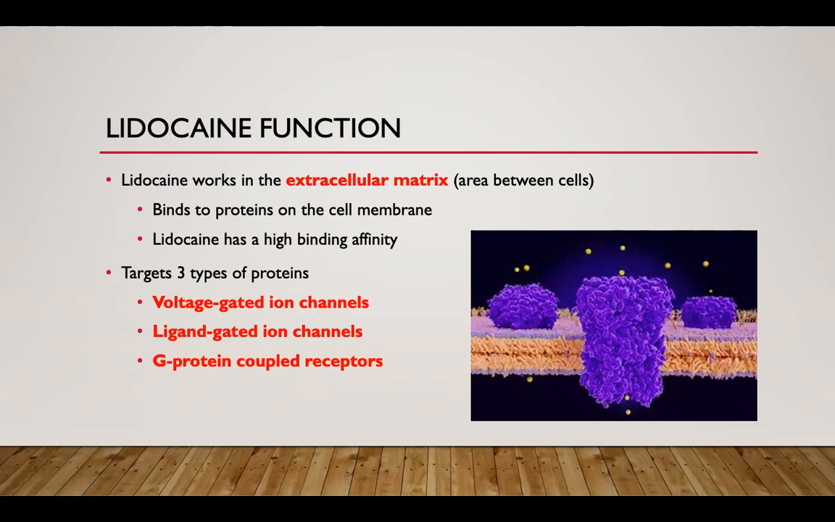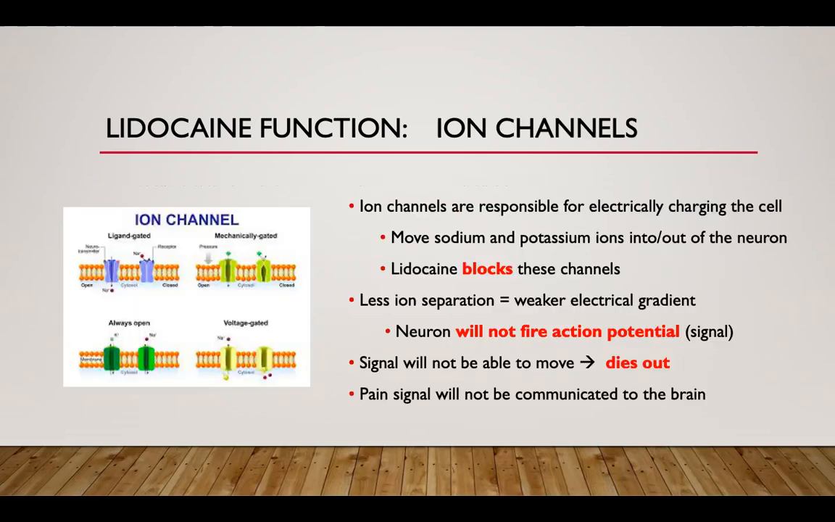Lidocaine functions in the extracellular matrix, where it binds to proteins on the neuron's cell membrane due to its high binding affinity. This organic molecule targets three types of receptors: voltage-gated ion channels, ligand-gated ion channels, and G-protein coupled receptors. Both the voltage-gated and ligand-gated ion channels are responsible for moving sodium and potassium ions across the neuron's membrane to charge the cell. Lidocaine works by blocking these channels, resulting in a weak electrical gradient where the neuron cannot fire a signal. Without sending the signal to the brain, the body avoids the experience of pain.